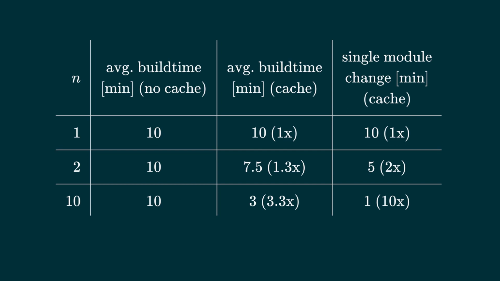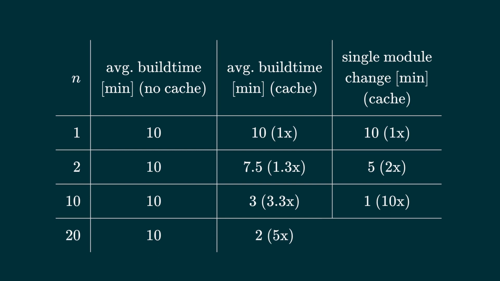As you split the code across more modules, the percentage of the modules that need to be rebuilt will decrease. If you split the code across 20 modules, you might only need to rebuild 20% of the modules per build. Now your average build time is 2 minutes, which is 5 times faster. The build for a change affecting only one module would be 20 times faster.